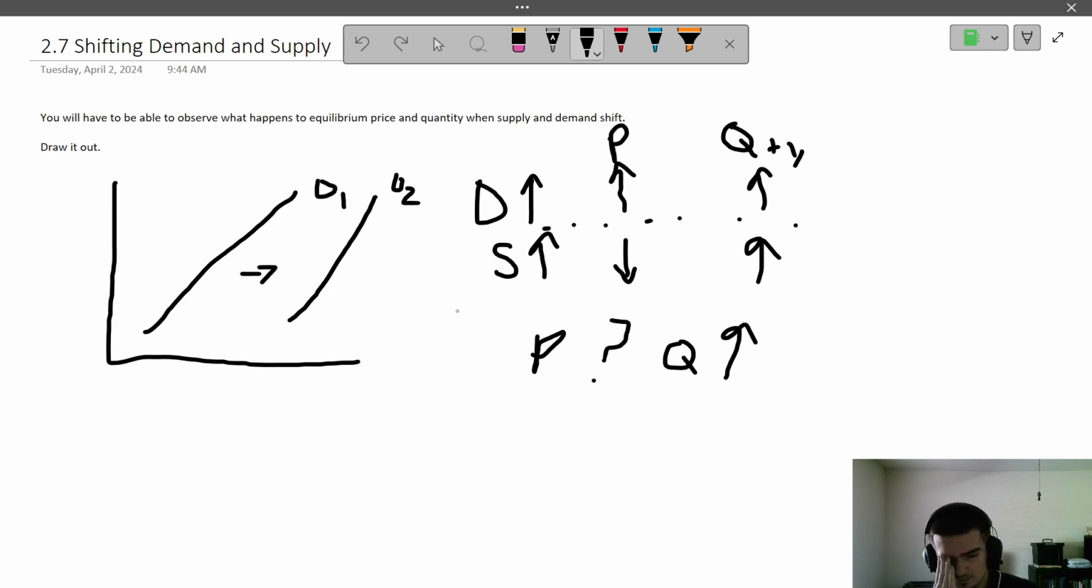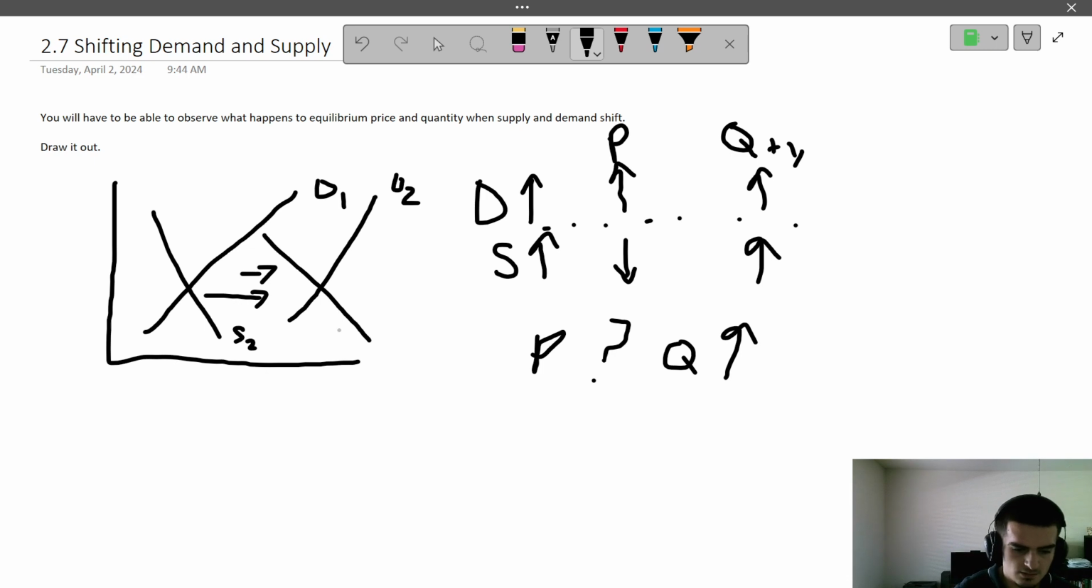Actually, never mind. Just if they conflict, then you don't really know, because what happens if supply increases a lot more than demand increases? Well, then your equilibrium price is probably going to go down, but you don't know it because it doesn't specify. I just said demand went up and supply went up. So since they both agreed that quantity is going up, quantity is definitely going up. But because they disagreed on price, then we don't know.